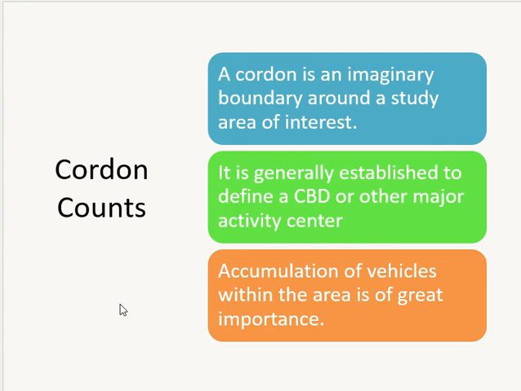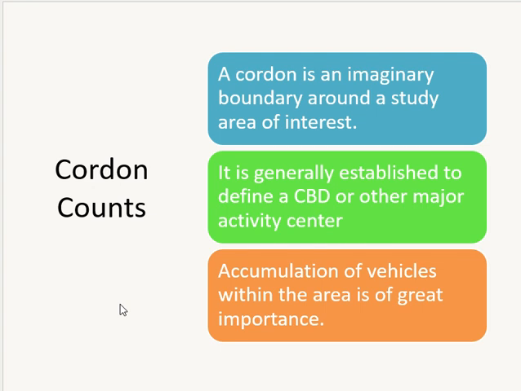Another type of specialized counting study is a cordon count. Cordon means boundary. So this wall can be a cordon. You see at construction sites they put these orange cones, or yellow tapes or something. These are also cordons. Anything which serves as a boundary is a cordon.